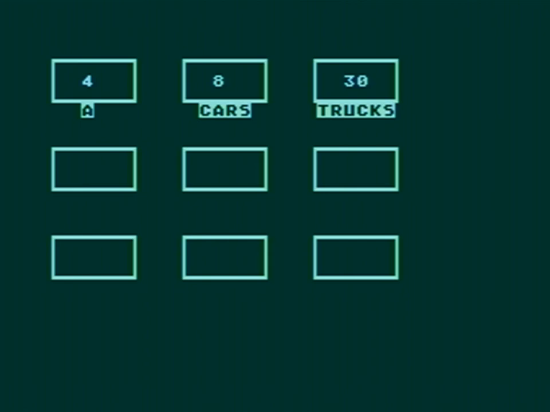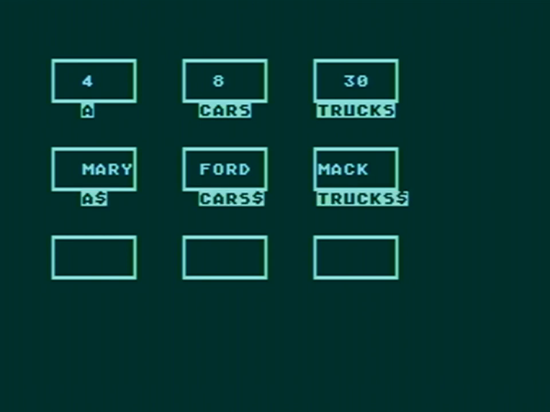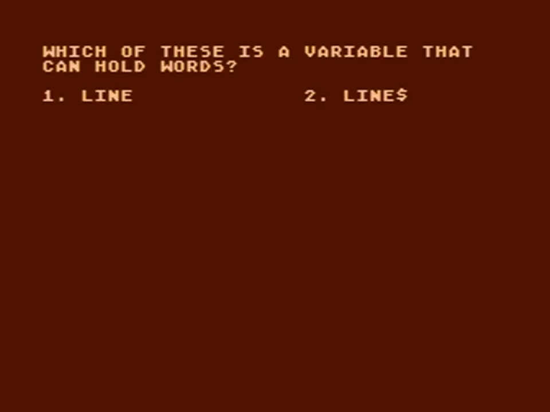The variables that hold words instead of numbers are called string variables. Think of a string as a string of letters. String variables get a label, too, but a string variable label ends in a dollar sign. The dollar sign looks like an S for string. Question 1. Which of these is a variable that can hold words?